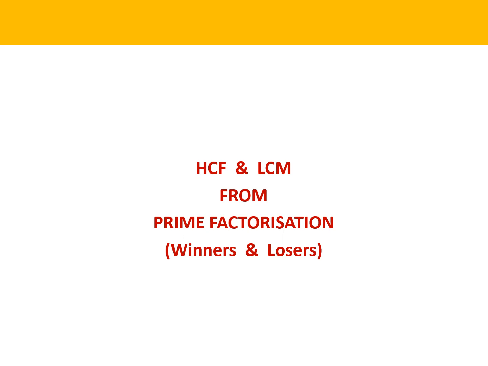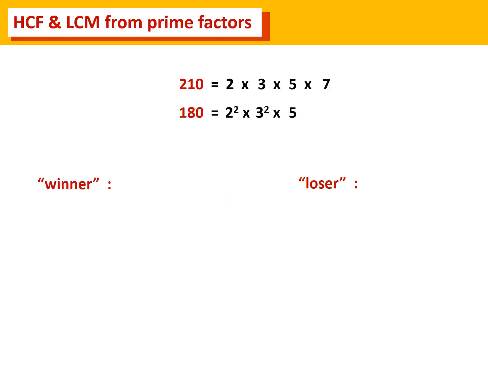Hi folks, we're going to be finding the highest common factor and the least common multiple from prime factorisation, which means when the numbers are given to us in the powers of their prime factors. So here's an example to begin with.